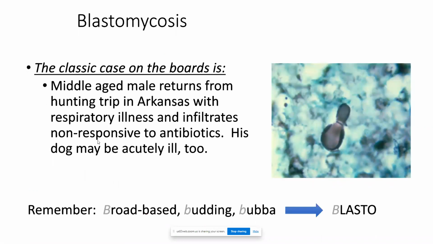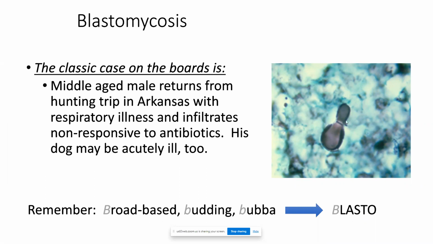And the classic question on the boards is: a middle-aged male returns from a hunting trip in the woods of Arkansas. He's got respiratory illness and infiltrates that don't respond to antibiotics, and his dog, his hunting dog, gets sick too. His dog's gonna get blasto as well.